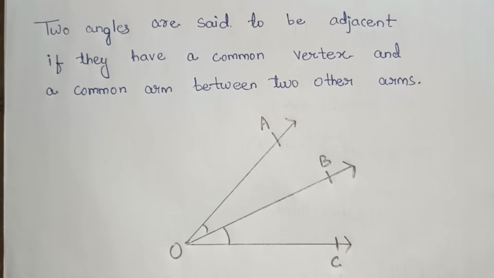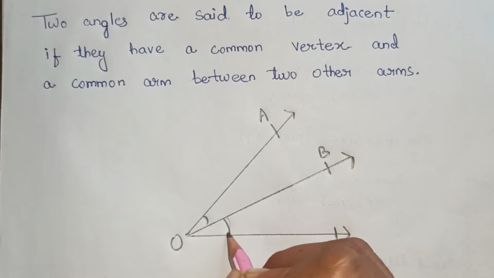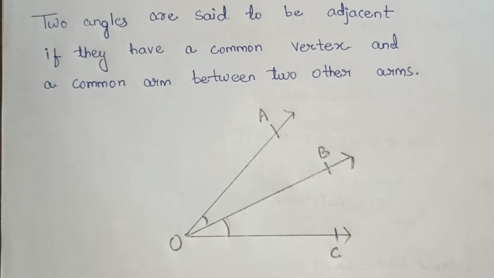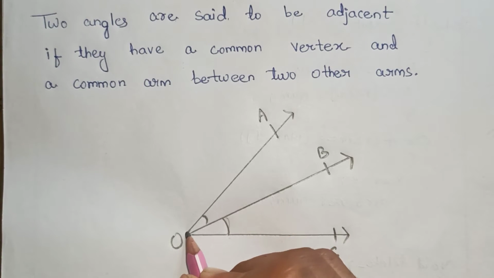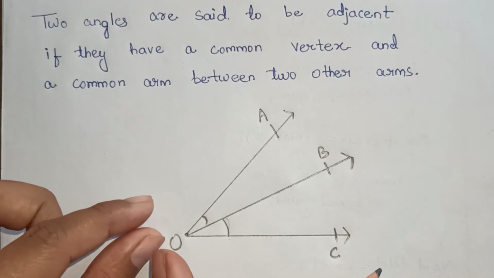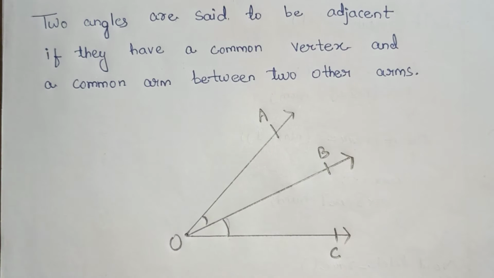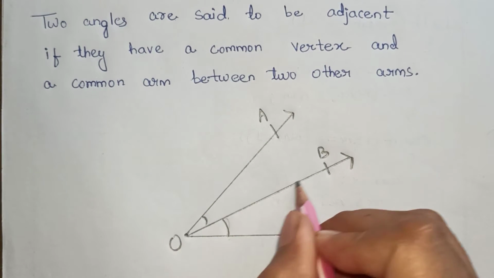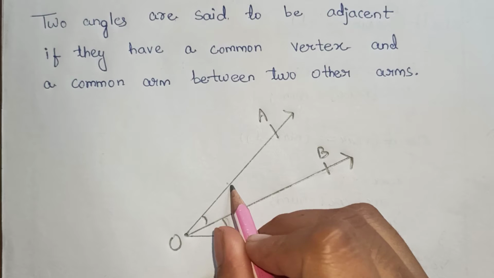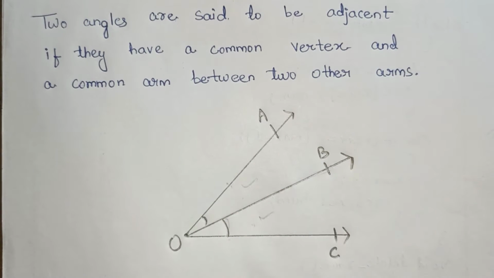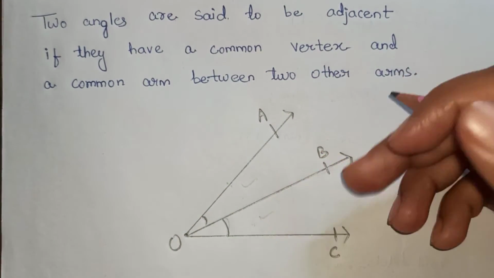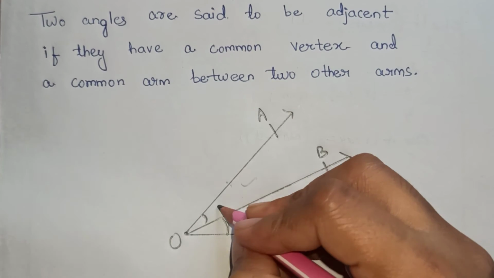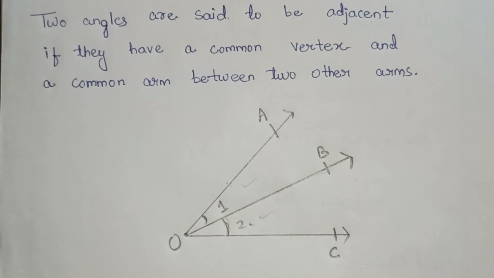As we can see in the diagram, two angles 1 and 2 are said to be adjacent angles if they have a common vertex, common point, same point, so that these two angles must come out from the same point, and should also have a common arm. This arm is common to both the angles, and between the two other arms. So this arm is common between the two other arms. That is why angle 1 and angle 2 are adjacent angles.